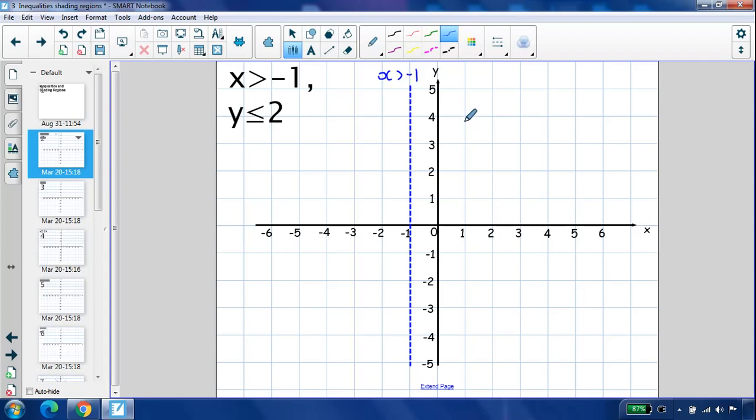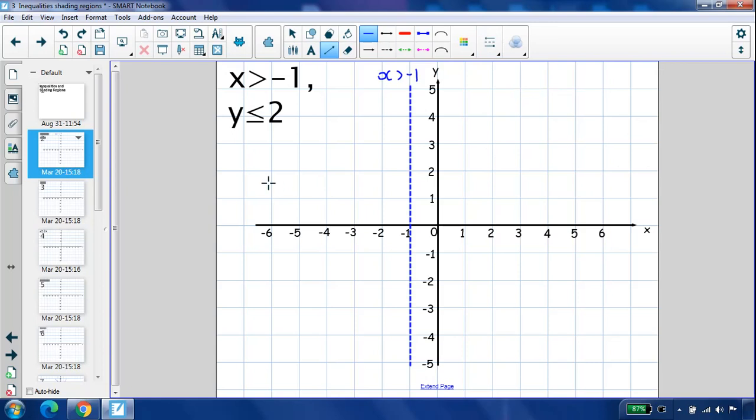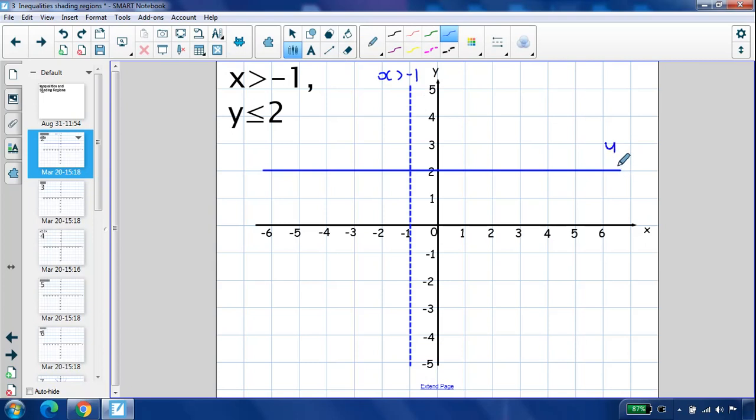and then let's have a look at y is less than or equal to 2. So we've got the y is equal to 2 line here, and I've got a less than or equal to sign, so this time I'm actually going to have a solid line. And labeling this one.